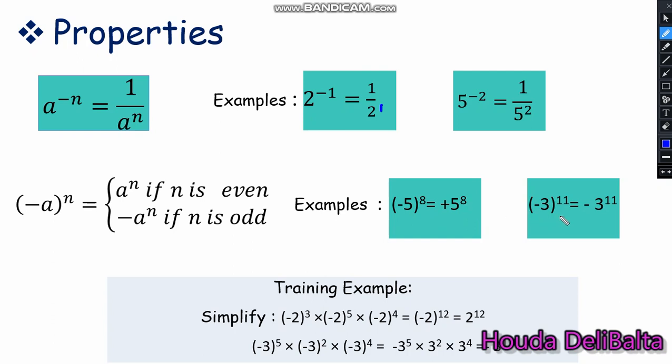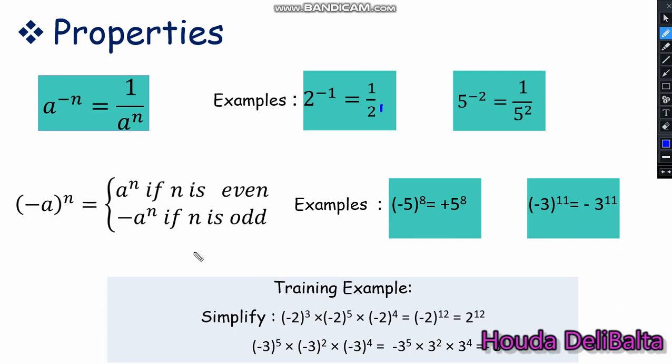While minus 3 power 11 will be minus 3 power 11 because I'm multiplying minus 3 by itself 11 times, which is an odd number. Then definitely there is a minus sign that's going to be kept alone without being multiplied by another minus sign. And that's why the minus sign will be kept with this number.